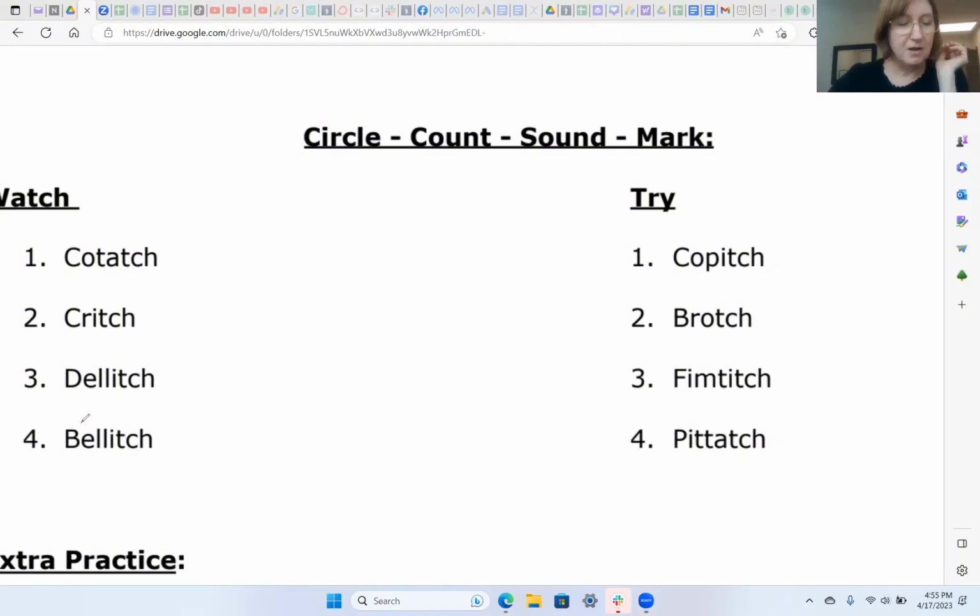All right, number 4. So I'm going to mark a breve. By the way, we have a breve and we have a macron. Breves go over short vowels, macrons go over long vowels. That's how you mark them. And an upside down E is the symbol for the schwa sound, which is another lesson.